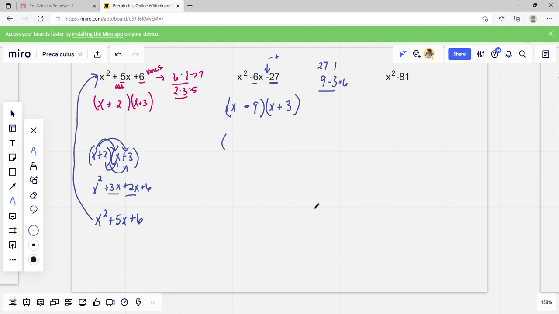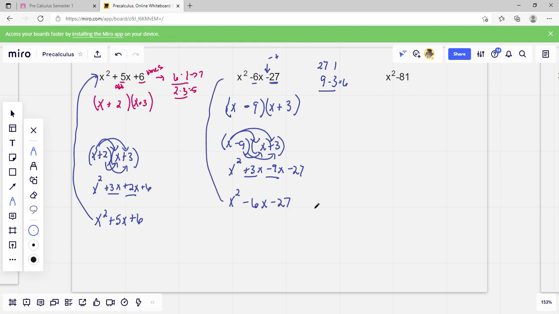So if we multiplied that back out, we're going to go x times x is x squared. X times 3 would be positive 3x. Negative 9 times x would be negative 9x. And negative 9 times 3 is negative 27. Now if we put our like terms together, negative 9x and positive 3x, I'm going to get x squared, and 9 and 3 would be negative 6x, minus 27. And that brings us back to what we started with. So your answer would be this part. Right, that's what you'd write for your answer.